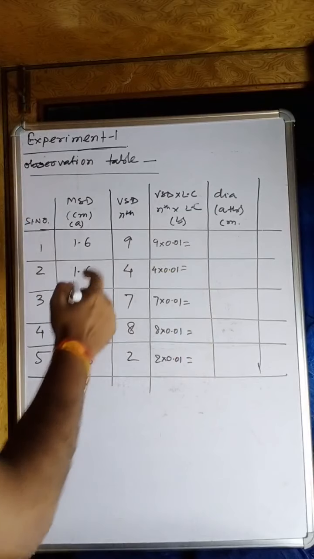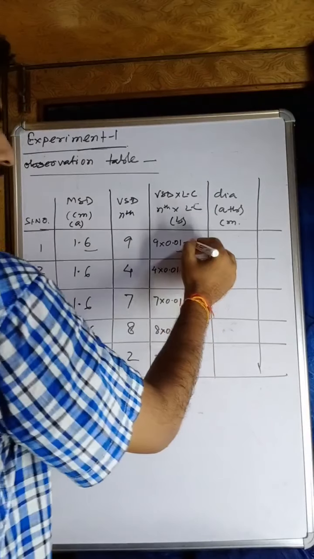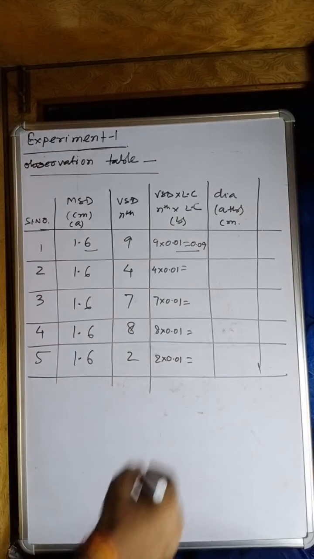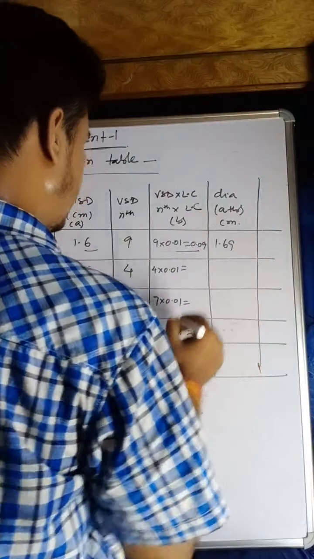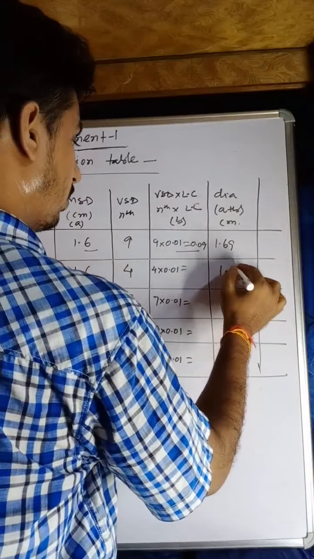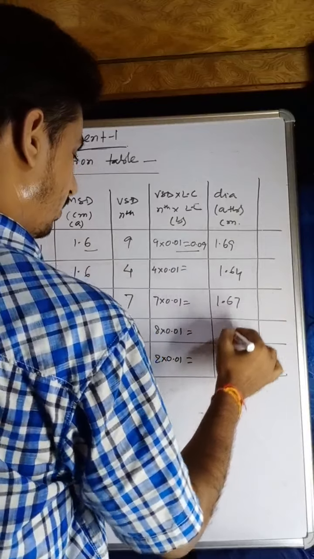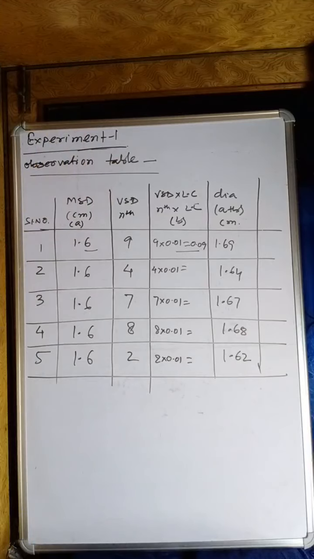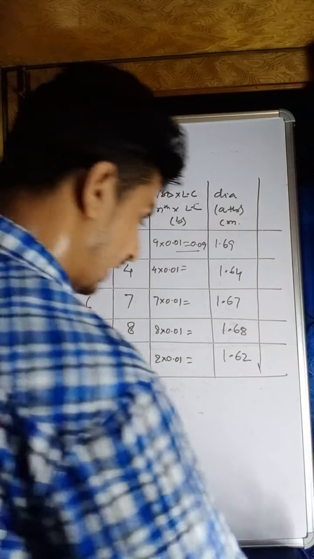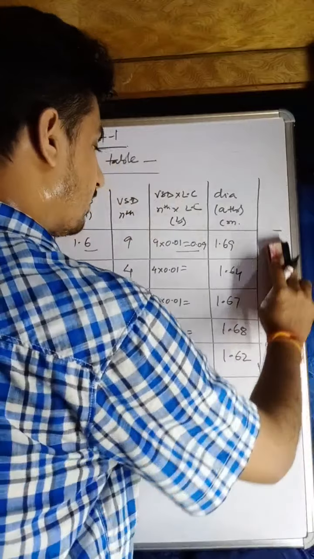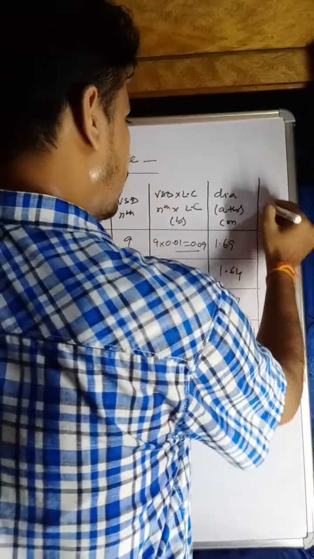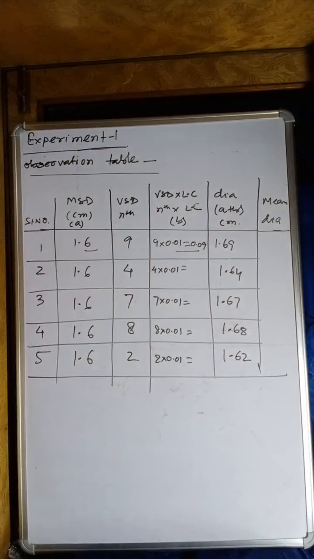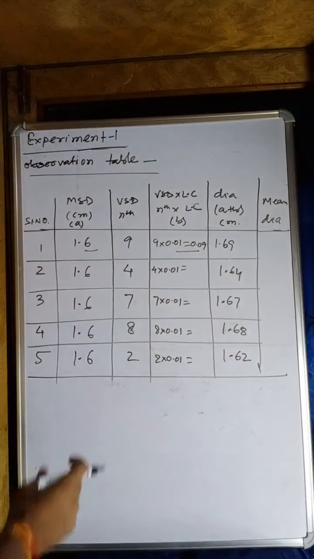After adding this to A and B, how much is it? 0.09. Okay, you will get the value 1.69 centimeter, 1.64, 1.67, 1.68, 1.62. Alright, these are the values. In the next column, my dear students, you can write the mean diameter, mean dia. How will you calculate this mean dia? So this is the observation table.